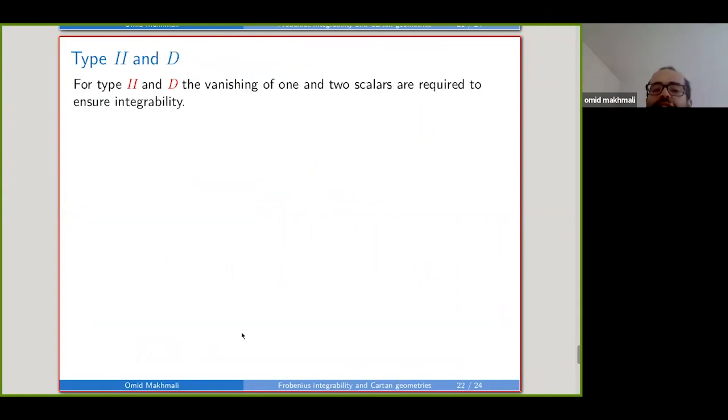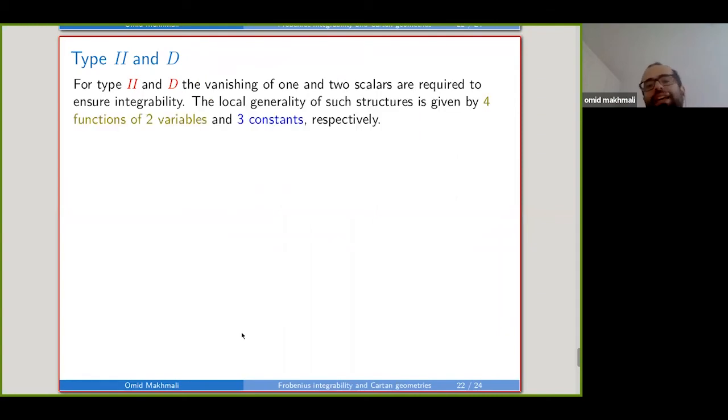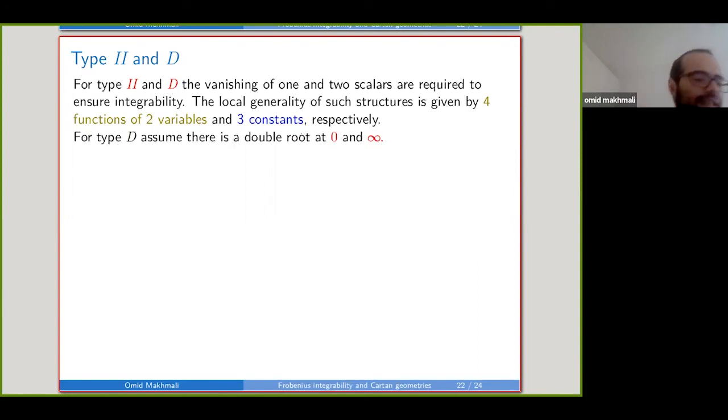But for type 2 and D, there is an obstruction. There's a scalar that has to vanish. I haven't really managed to express that scalar invariantly, but one can set it equal to zero and again find the generality and see that it's quite abundant. But what is interesting is that in type D, one actually obtains finitely many of such, I mean, the local moduli space of such conformal structures depends only on three parameters. So this is the last thing I want to talk about, probably for 5 minutes.